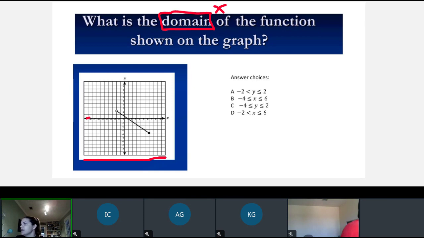All right, so remember, guys, A and C, we know that we're going to eliminate those straight from the get-go because they have the Y in the middle. So it cannot be A and it cannot be C because it's asking us for domain. And we know that domain is x values.